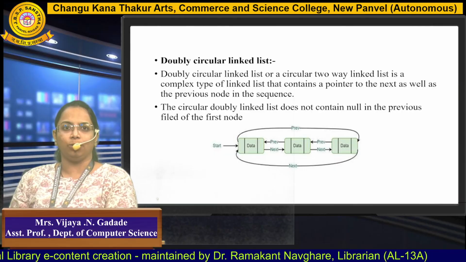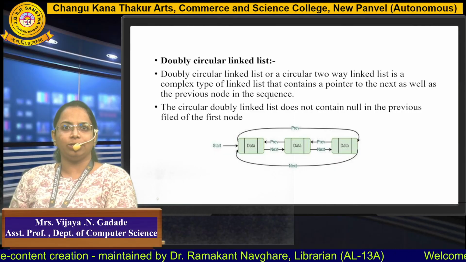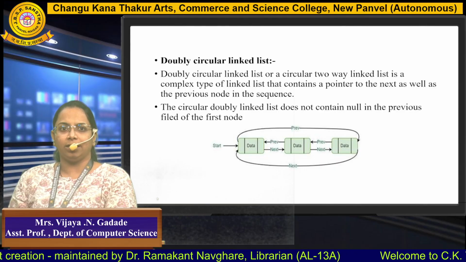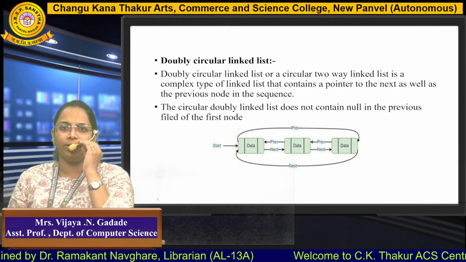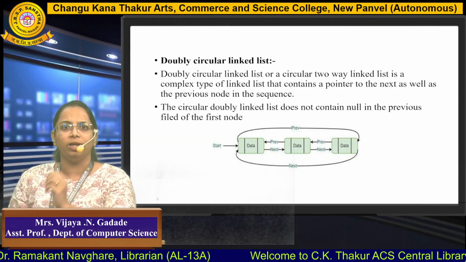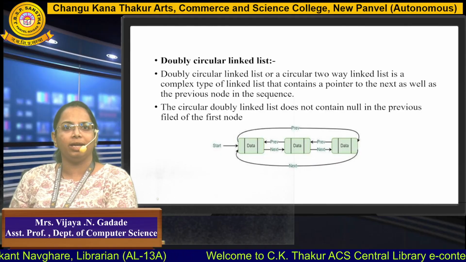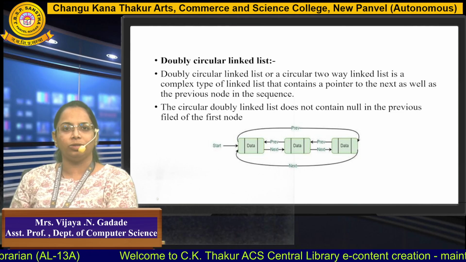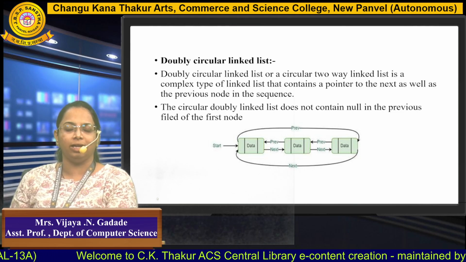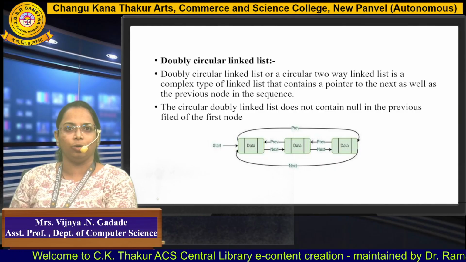Next one is doubly circular linked list. A doubly circular linked list or a circular two-way linked list is a complex type of linked list that contains a pointer to the next as well as the previous node in the sequence, and it does not contain a null value because the two end nodes are connected to each other, and this forms a doubly circular linked list.